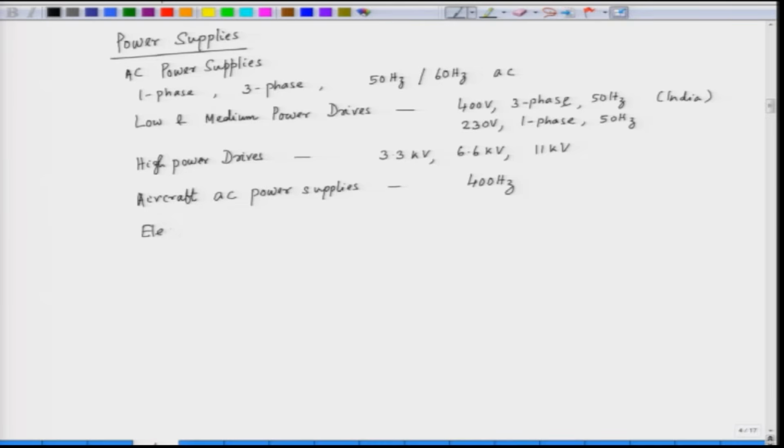Now, for electric traction, primarily for locomotive, for the main line trains, we go for 25 kV, 50 hertz and single phase, and this is for our country. So, these are the various AC power supplies that we have.